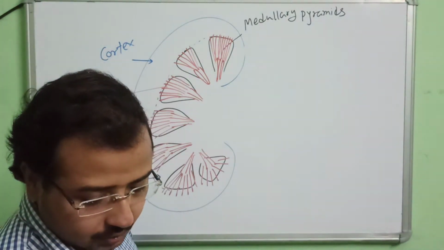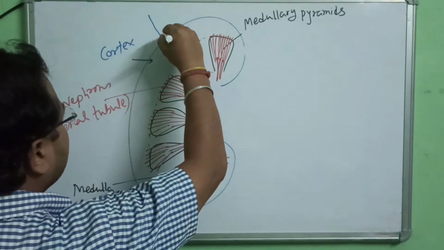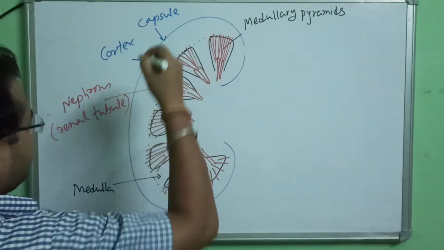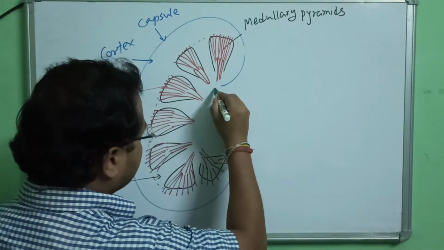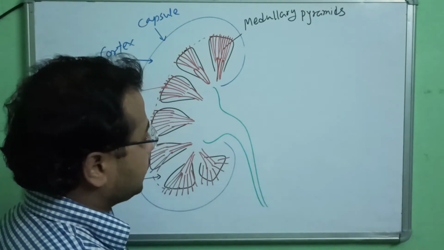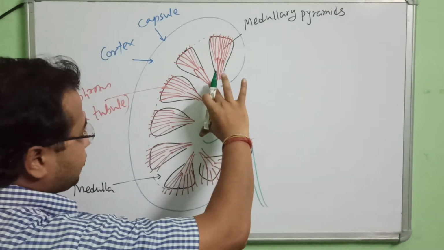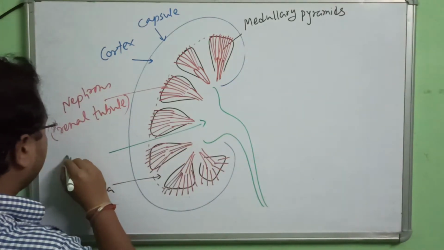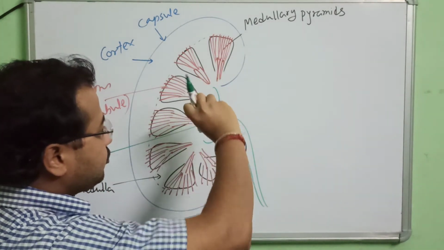One more thing, I forgot to mark one important part here. Remember, this outer membrane of the kidney is known as the capsule. Now see, the urine gets accumulated here. Now from here, what is going out? The ureter, if you remember. This funnel shaped structure at this area is known as the pelvis. So the urine, the waste from all those pyramids, gets accumulated here.